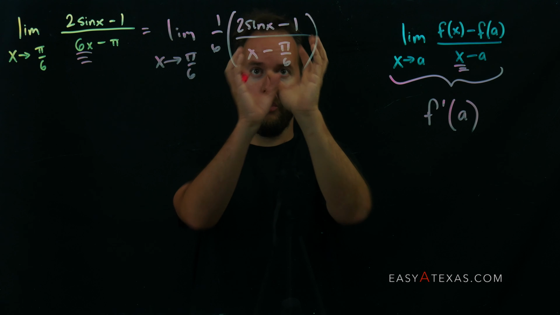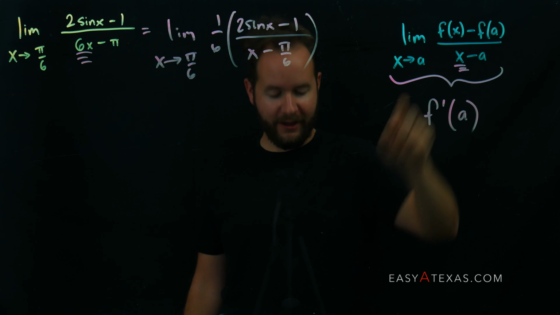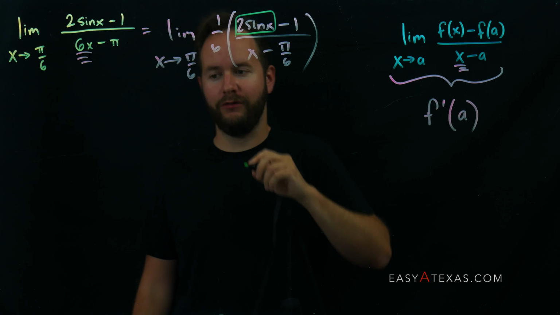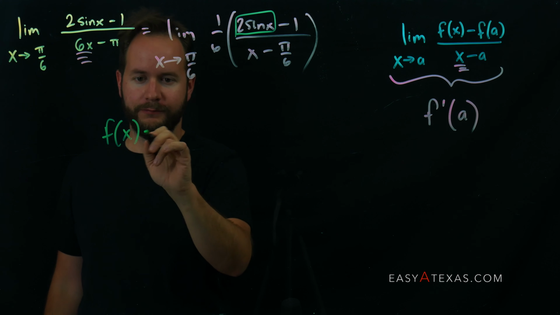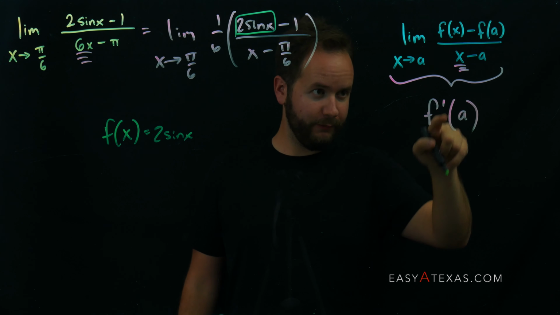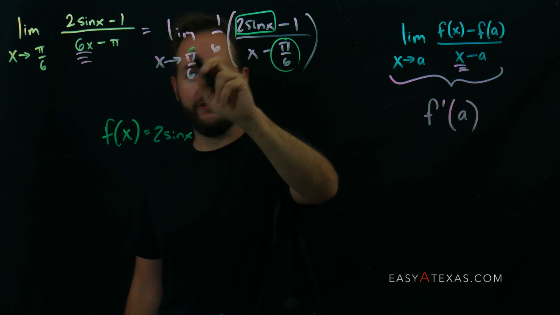Let's go ahead and say, what does this limit mean? It means the derivative of the function f, in this case f is this guy here, 2 sine of x. So our function is 2 sine of x. And we need to evaluate the derivative, that's what the little tick mark means, f prime of a. We need to evaluate the derivative at pi over 6. That's the value of a here.